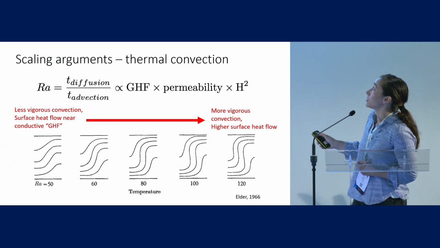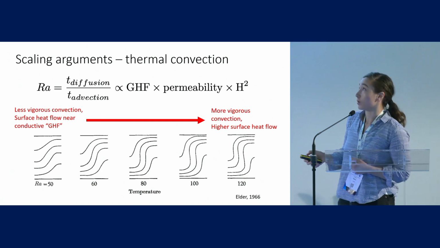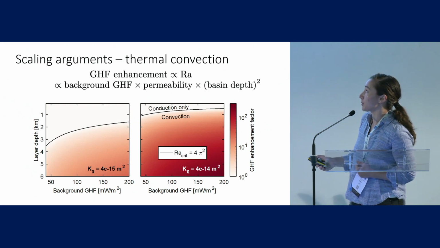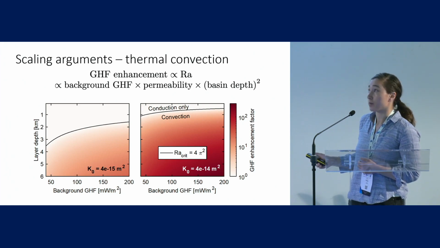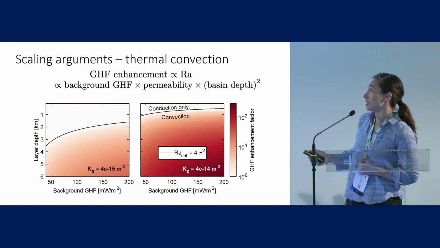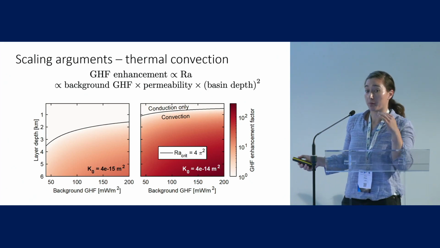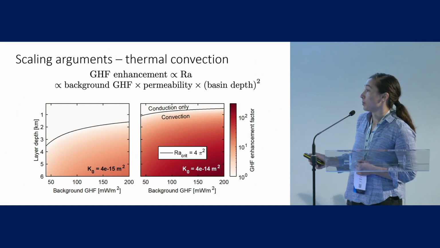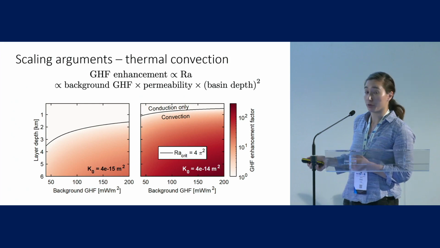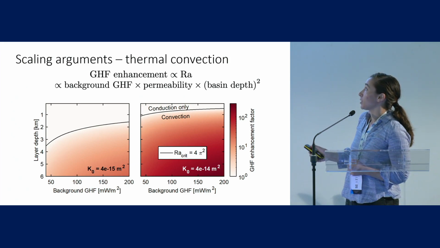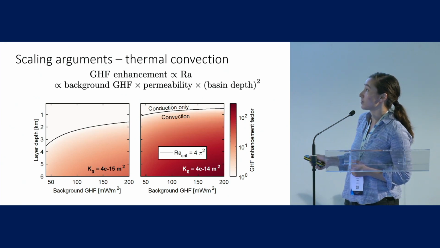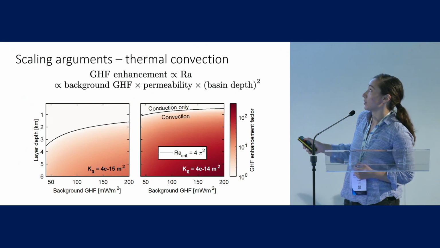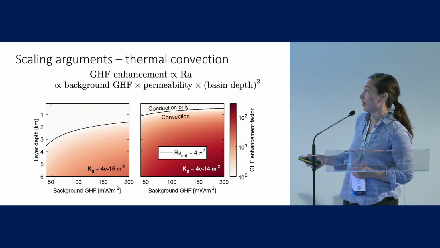We can use this scaling and plug in parameters that we think are appropriate for sedimentary basins beneath WAIS, and this is what we get. In this parameter space of layer depth, which would correspond to the sedimentary basin depth in a layer of constant permeability, versus the background heat flux, that which is imparted by the crust or mantle, and for two different permeabilities, which would correspond to sands but fall within a much wider range of potential permeabilities over several orders of magnitude. The color scheme shows how much this background heat flux would be enhanced. In white, the value is one, so this would not be enhanced, and that's the conductive regime under shallow layers and low background heat fluxes.